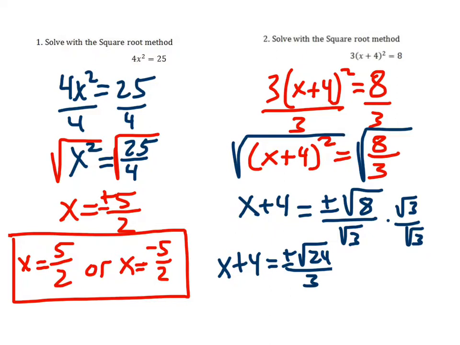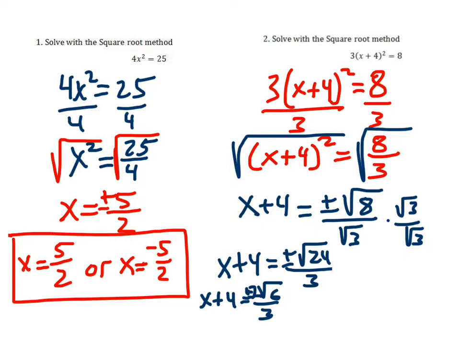And we just need to clean this up. 4 goes into here 6 times. 4 times 6, of course. And so we have x plus 4 equals the square root of 6. And the square root of 4 is going to become 2 over 3. Let's go ahead and leave it as the same here. Let's do our plus minus. That's fine here.